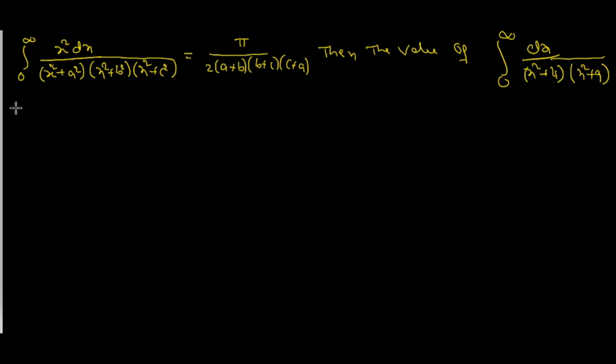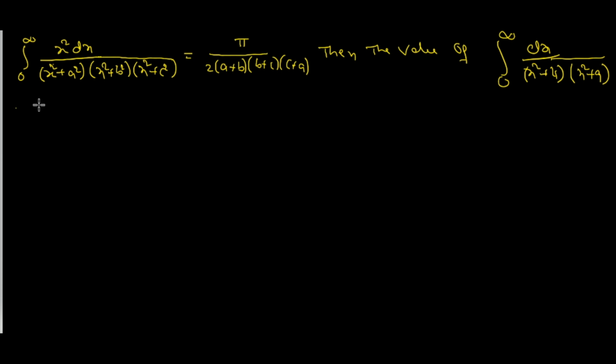Given: the integration from 0 to infinity of x square dx by (x square plus a square) into (x square plus b square) into (x square plus c square) is equal to pi by 2 into (a plus b) into (b plus c) into (c plus a). Then find the value of the integration from 0 to infinity of dx by (x square plus 4) into (x square plus 9). Here this value is given.